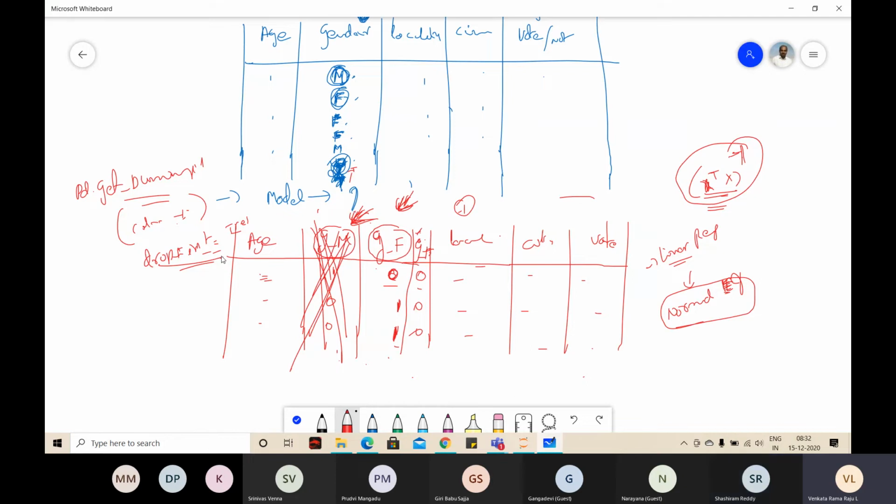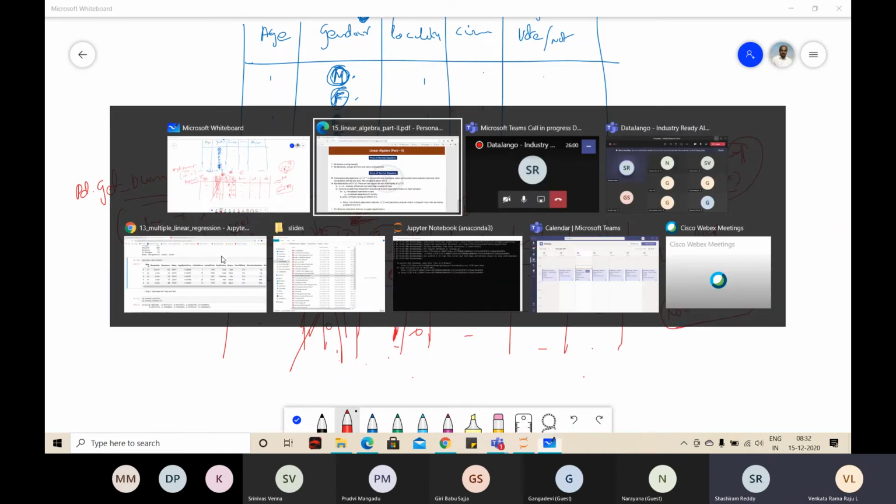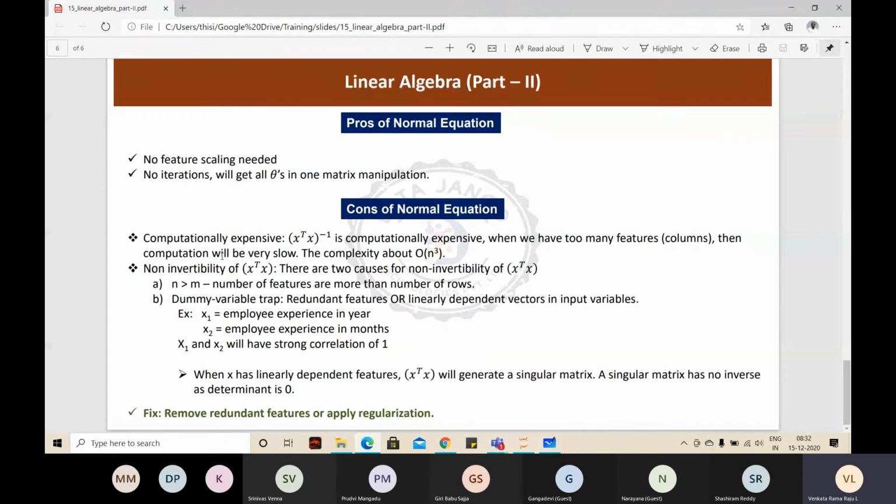Okay. Yes, sir. We'll move forward, but I'm a bit confused about this X transpose X becoming singular. I need to spend some time. Yeah, maybe it's linear algebra, right? Linear algebra is a theoretically proven concept. If you have time, you can actually look into it. Yes, sir.